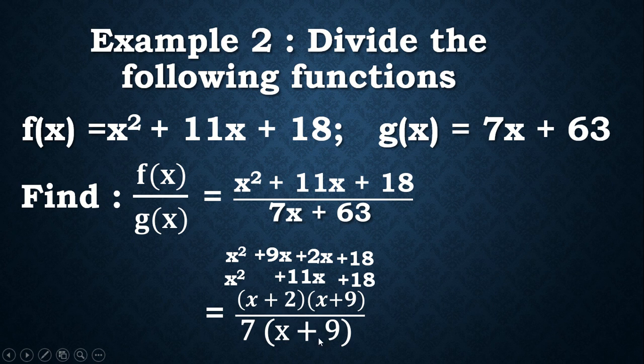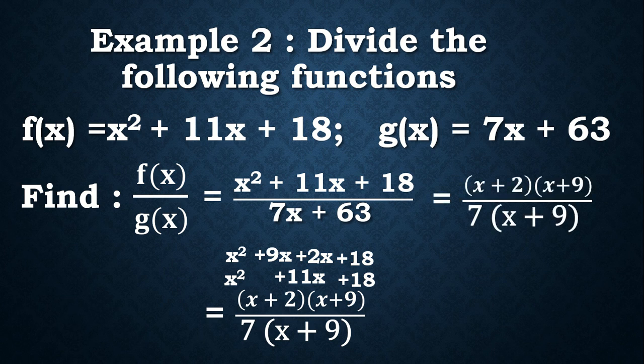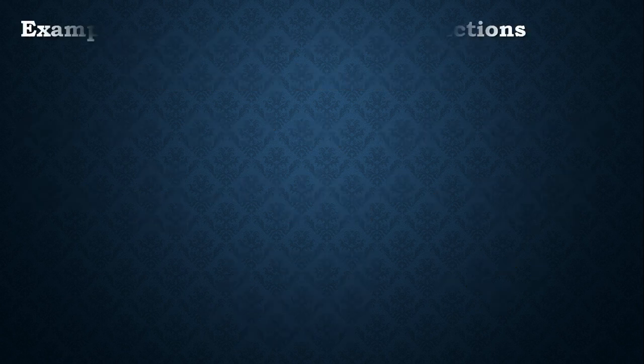After that, we have to cancel the common factors, which is x plus 9. We have to cancel in both numerator and denominator. So our answer is x plus 2 over 7. This is the answer for example number 2. Let's proceed to our example number 3.